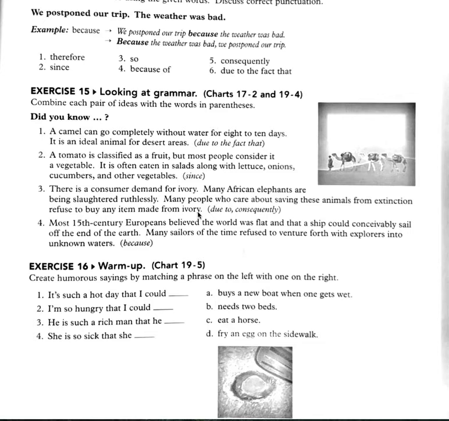Okay? So you start with, due to a consumer demand for ivory, comma, again, no there and no is. Due to a consumer demand for ivory, comma, lowercase m, many African elephants are being slaughtered ruthlessly. Okay? Period. And then you start with consequently, comma, lowercase m, many people who care about saving these animals from extinction refuse to buy any item made from ivory.